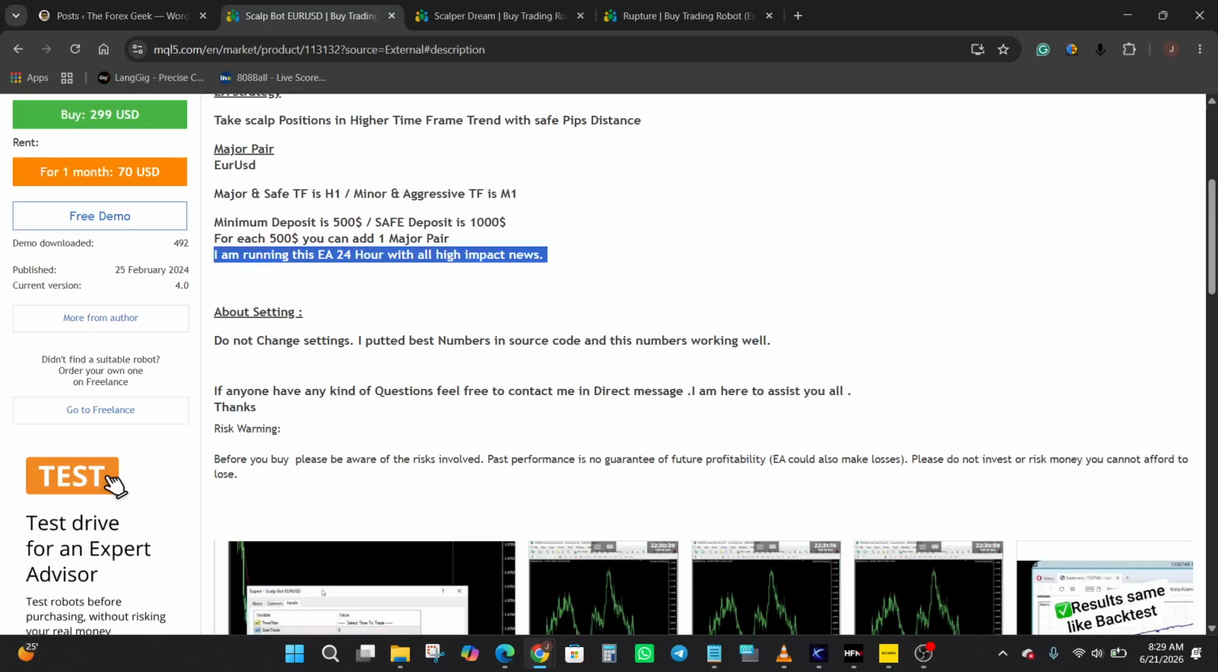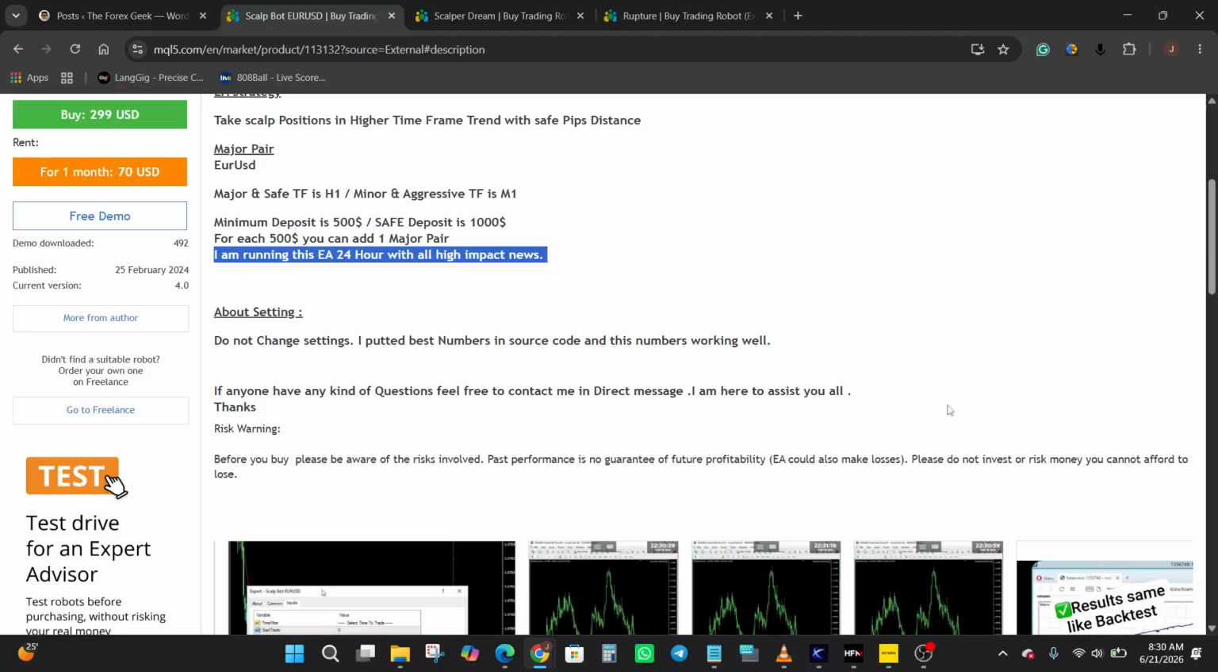Now, another point mentioned by the developer is that the EA can be run continuously, including during periods of high impact news events. So that is part of the information presented on the product page, although individual results can naturally vary depending on market conditions and broker environments, right?